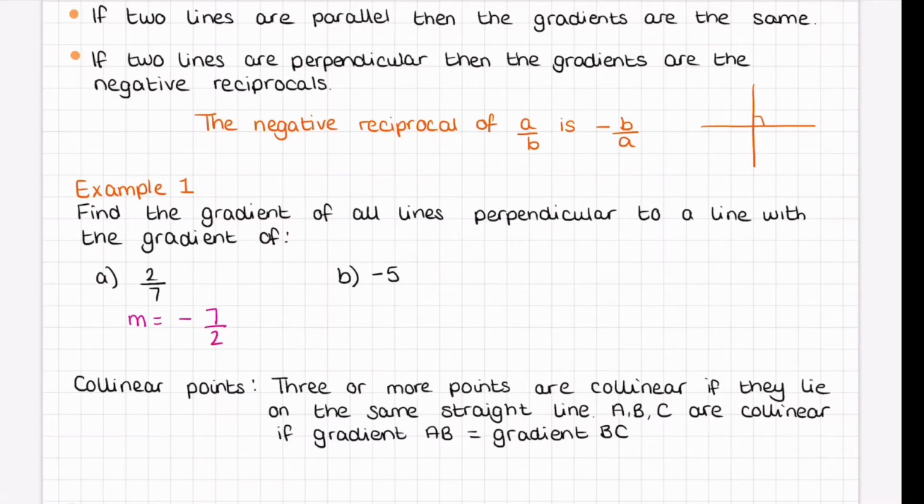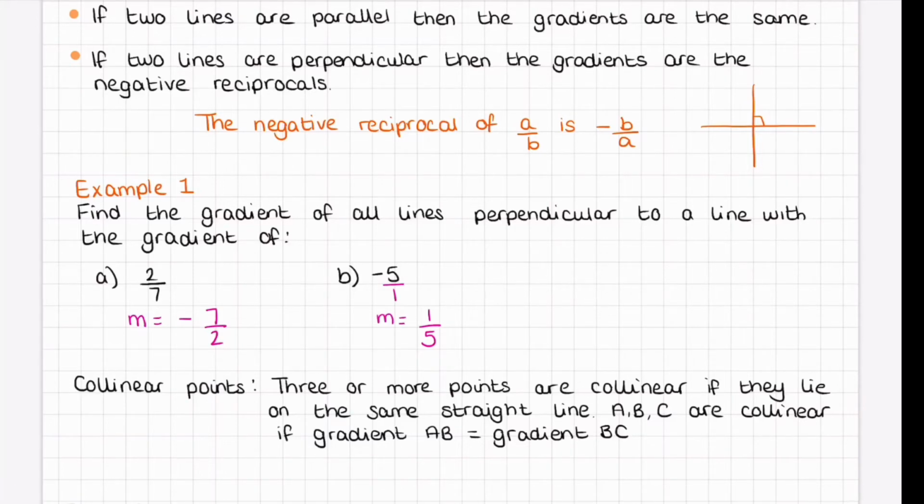The next one we have negative 5. So the gradient of the line perpendicular to that will be positive, because if the original one is negative, you swap the sign. Now, if you think 5 is the same as saying 5 over 1, if we were to write it as a fraction, so the negative reciprocal of that will be 1 over 5. So you just flip your fraction and change the sign.